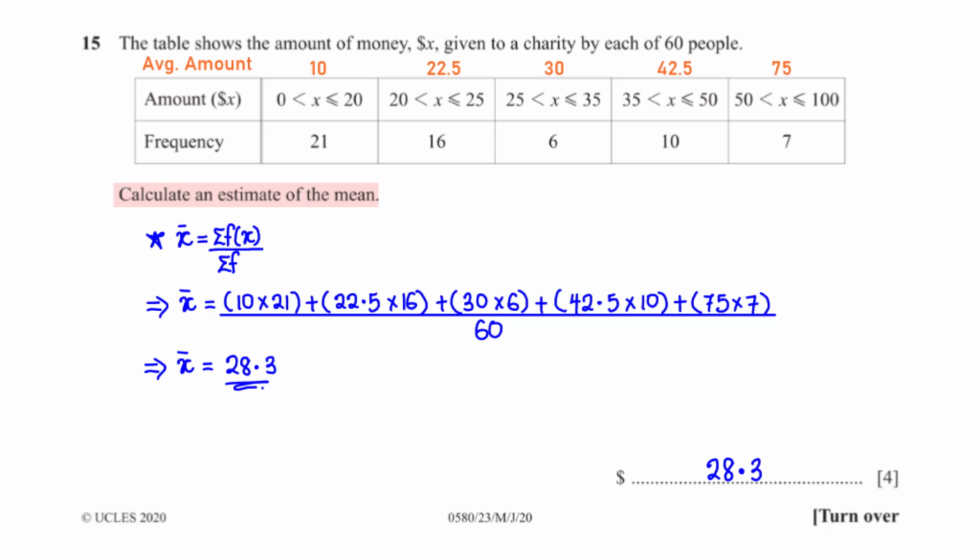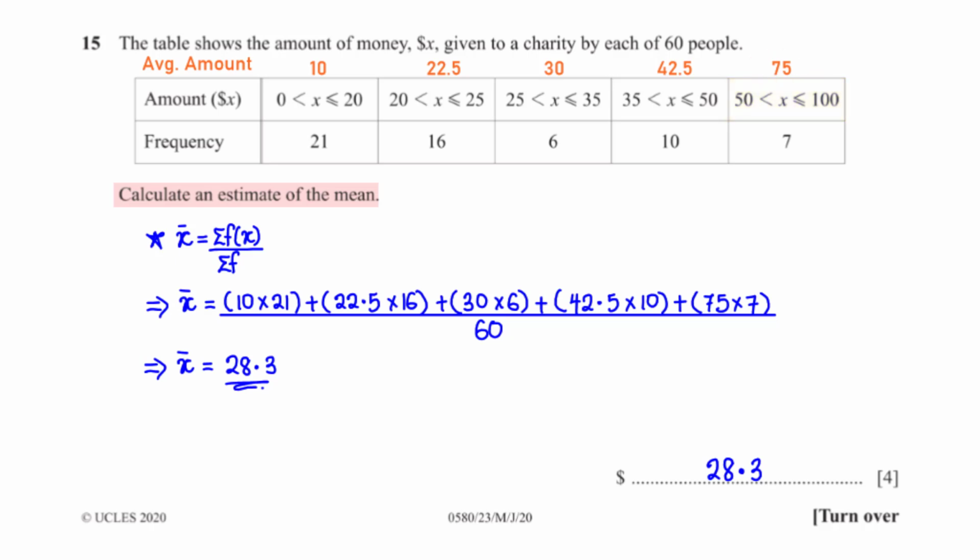To be able to find sigma f of x, we first need to find the average amount for each given range. For the first interval, we have 0 plus 20 divided by 2, which is 10. Then we have 20 plus 25 divided by 2, which is 22.5. For the next interval, we have 25 plus 35 divided by 2, which is 30. Then we have 35 plus 50 divided by 2, which is 42.5. Then finally, 50 plus 100 divided by 2, which is 75.